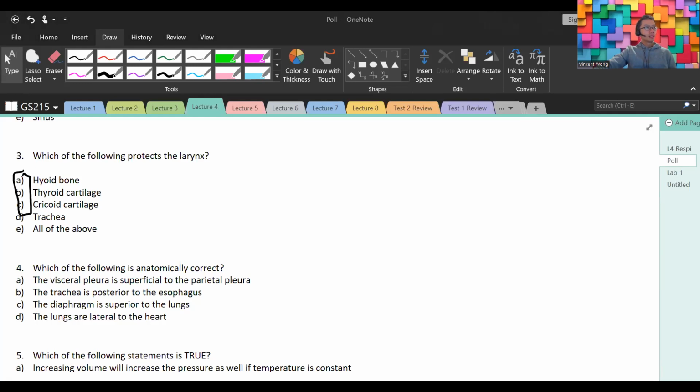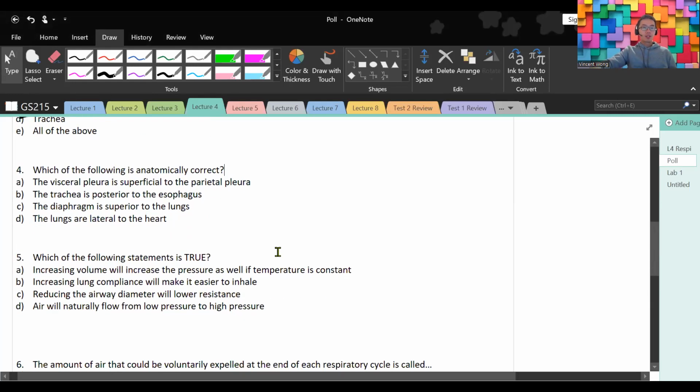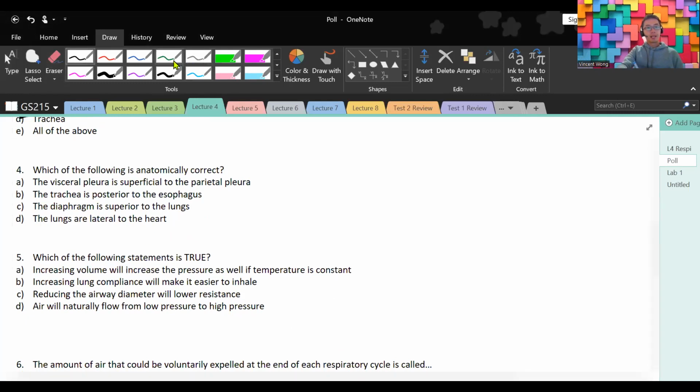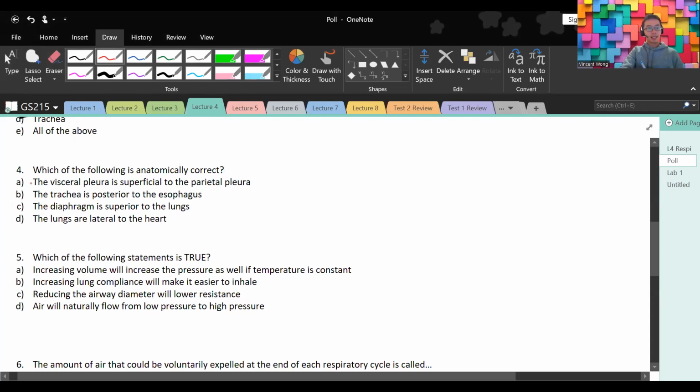Okay. Anatomically correct. The visceral layer is superficial to the parietal layer. Superficial means like outside of it, right? And that is not correct. The visceral layer is going to be deeper to the parietal layer, okay? Because it's touching the lungs.